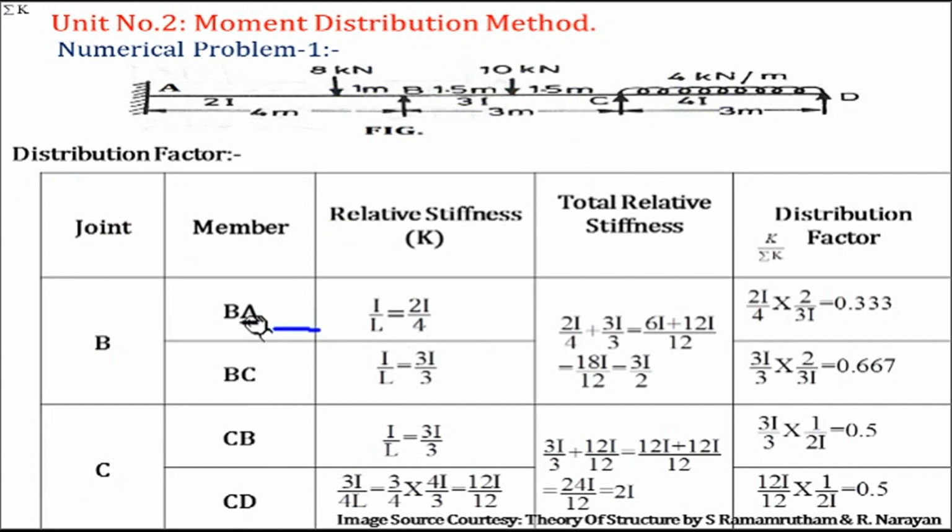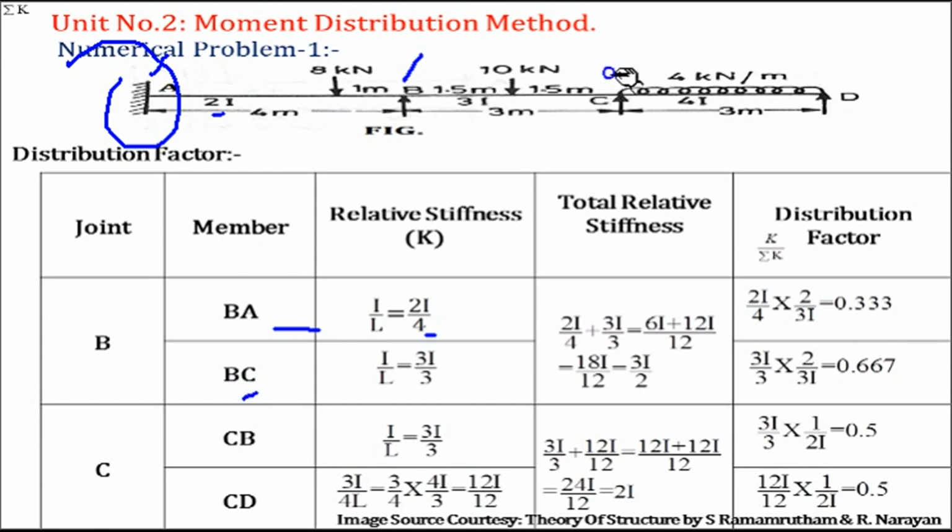First one, BA. If this is my joint B, the far end of BA is A and this far end is fixed. So when far end is fixed, relative stiffness is equal to I upon L. Now I for span AB is 2I. So put the value 2I divided by 4, where 4 is the span.